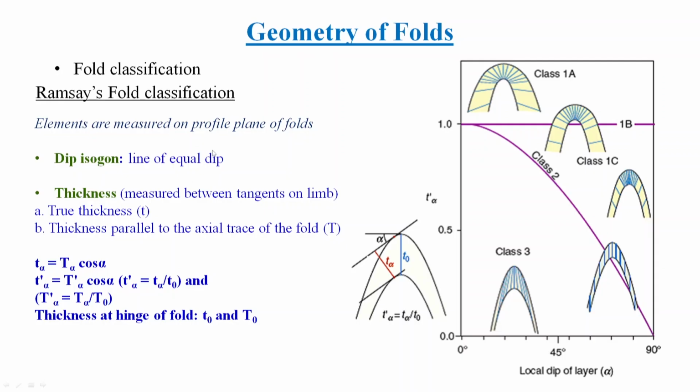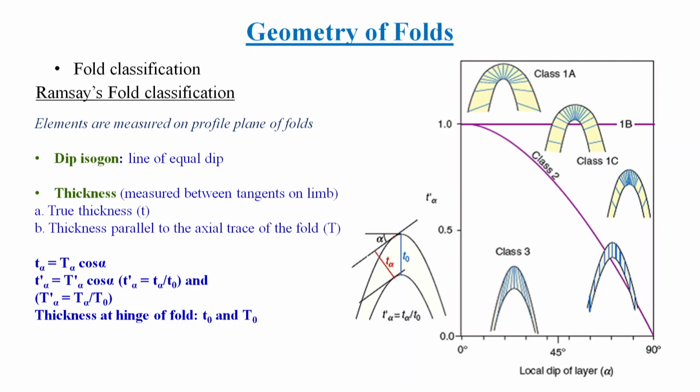So that is the line of equal dip. Based on this, Ramsey proposed a classification of class 1A, 1B, 1C, that is one class, the other class 2, the third one is class 3, where simply by looking at the fold you can say, if I look at the dip isogon, you can see for all the class 1A, 1B or 1C, you have a convergent dip isogon. So the dip isogon lines that join the points of equal dip are converging.